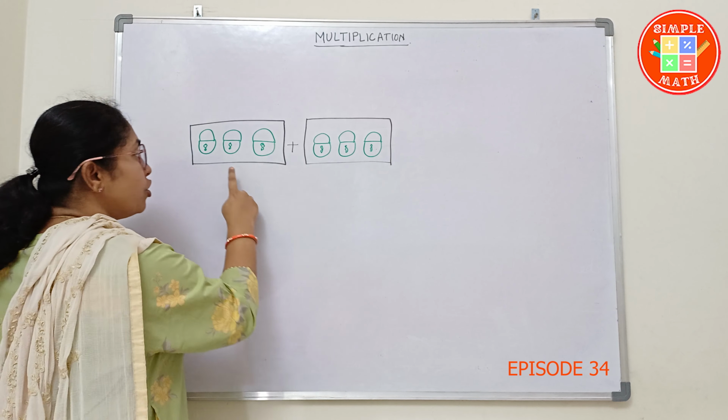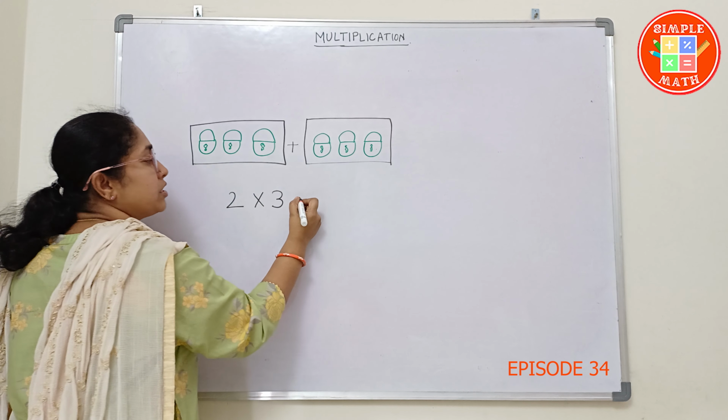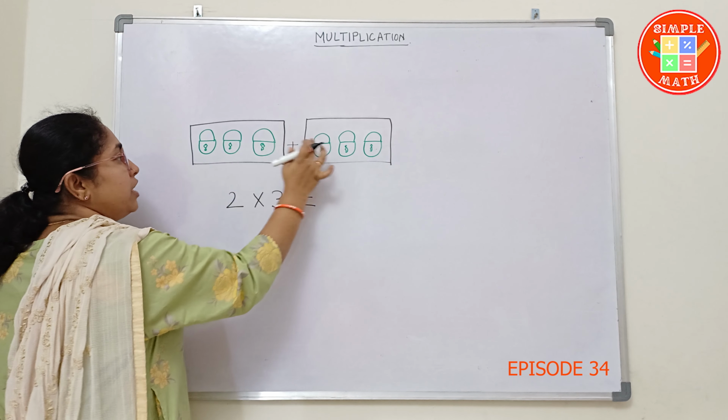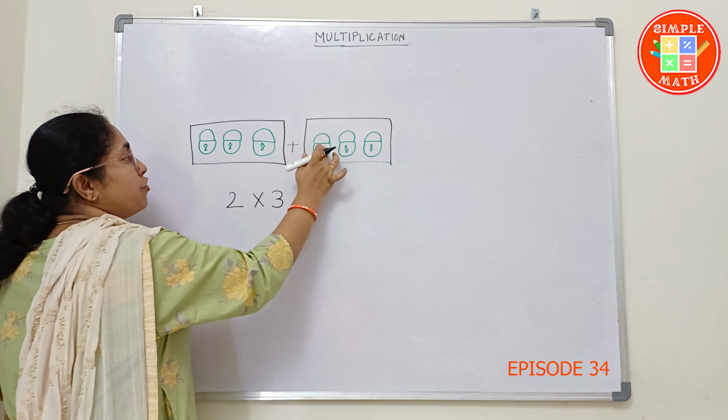That is 2 times. This is multiplied by, it is also called times. 2 times 1, 2, 3, the number of logs in one box. 2 times 3 logs is equal to, how many total will we have? We'll count. 1, 2, 3, 4, 5, 6. 2 times 3 is 6. This is read as 2 times 3 is 6 or 2 3s are 6.